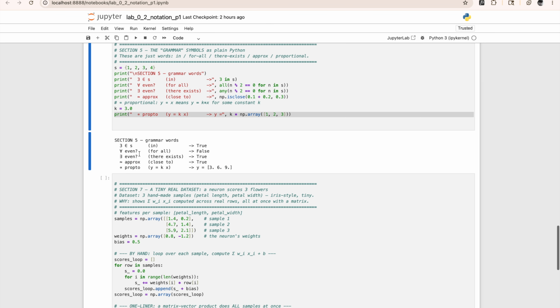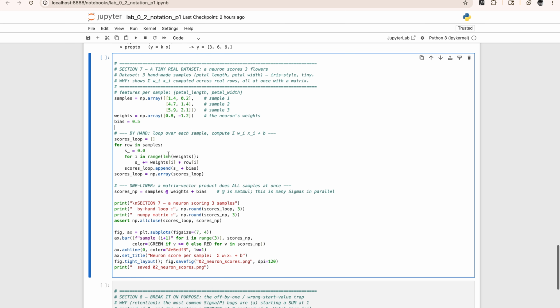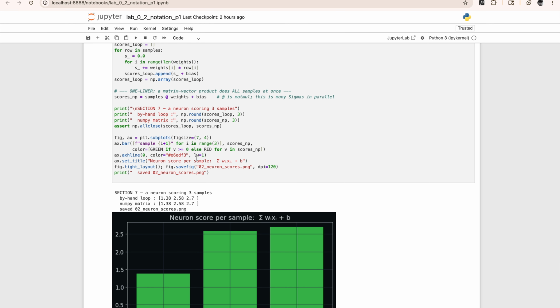Let us run it on real data. Here are 3 flower samples, each with 2 measurements, petal length and petal width. One neuron scores them all. By hand, we loop over every sample, computing sigma Wixi plus the bias. In NumPy, a single matrix multiply does all 3 at once. That is many sigmas running in parallel. Same scores, and now we can see them as a bar chart.